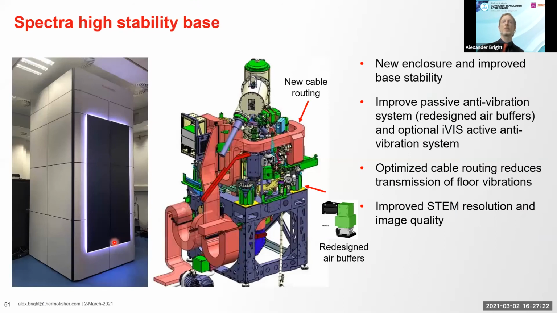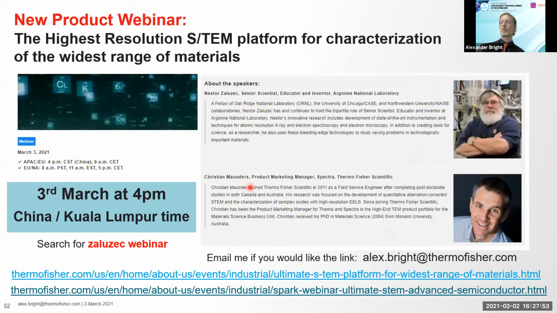We've also redesigned the base, so we have much improved active and passive anti-vibration systems, and optimized cabling to reduce vibrations from the floor passing to the column. So these are not very exciting to talk about, but actually make a big difference. And they're one of the main reasons we've been able to guarantee 50 picometers resolution on Spectra for the first time. So that's pretty much all I wanted to say.